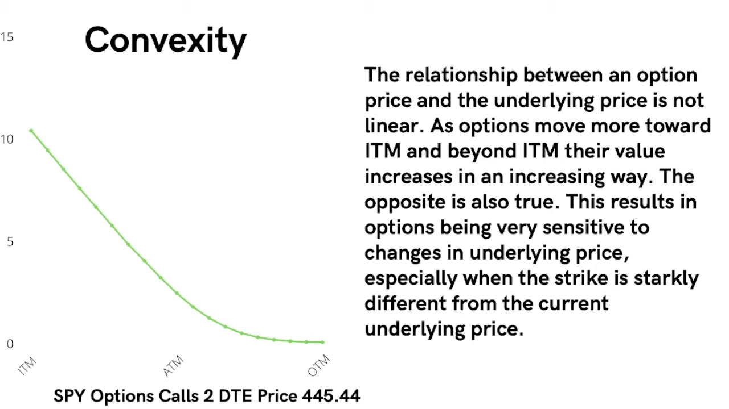I've got this graph here, and this is the price of SPY options with 2 days till expiration, centered on a market price of $445.44. What you can see is that it's not a straight slope, depending on how far in the money or out of the money you're buying. This is going to contribute to your convexity. As something that's out of the money goes in the money, the increase in value is not a straight line, it's a hockey stick.